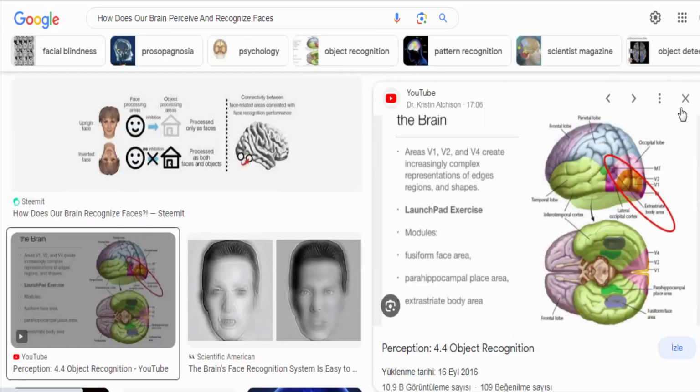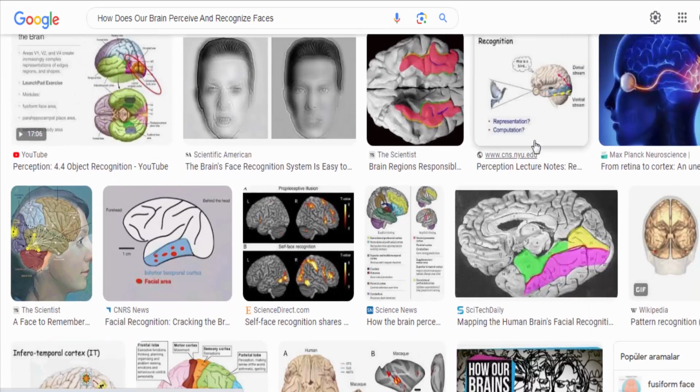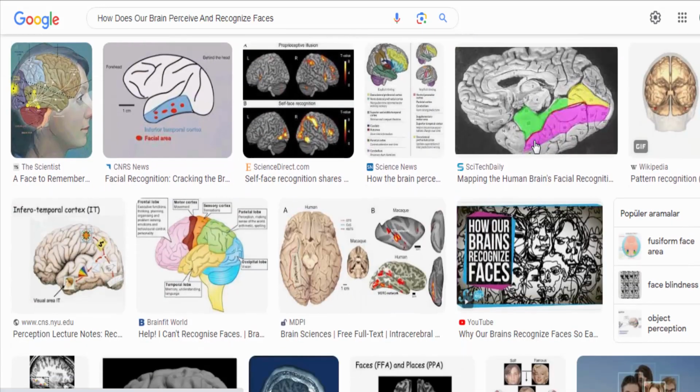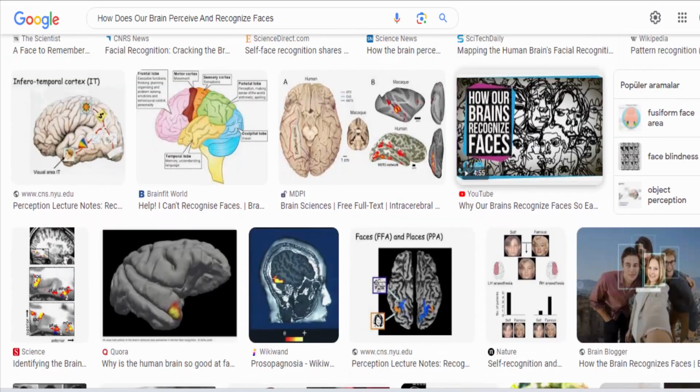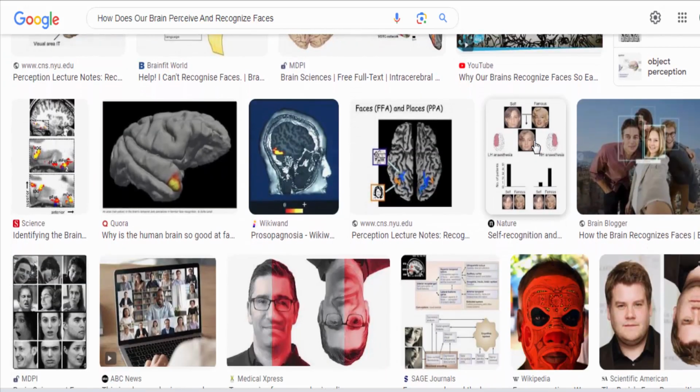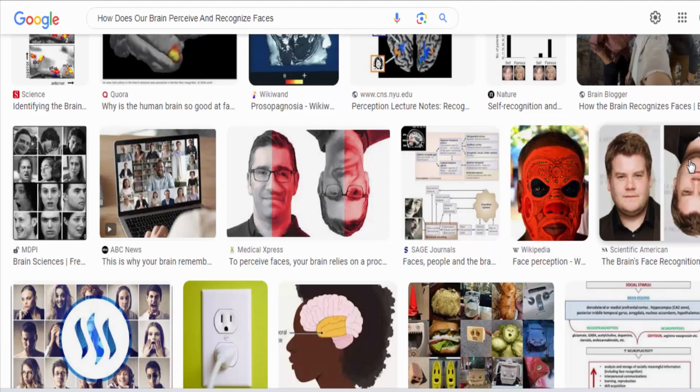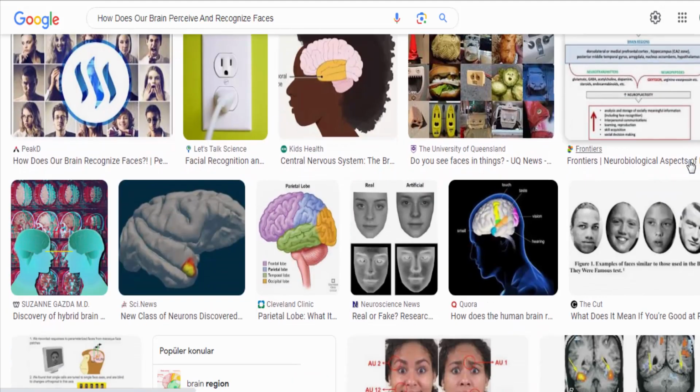Facial identity recognition. The brain stores a mental database of familiar faces, which enables us to recognize and distinguish different individuals. This recognition process involves comparing the perceived face with stored representations in memory.